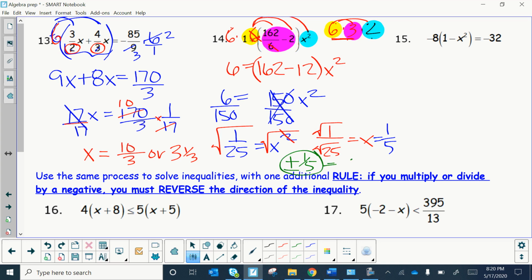That's the value for x, plus and minus 1/5. Because when you plug in the positive, it'll work, and when you plug in the negative 1/5, it'll work. Okay, and this again is mainly what you're going to do in Algebra 2.